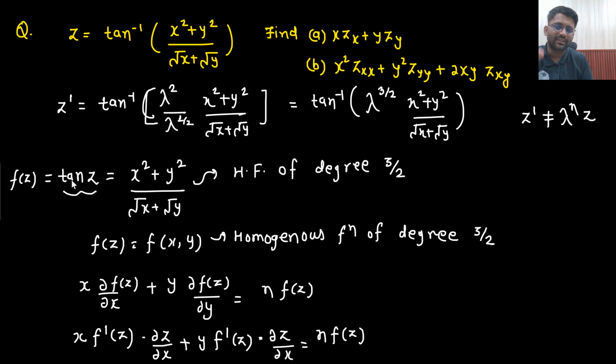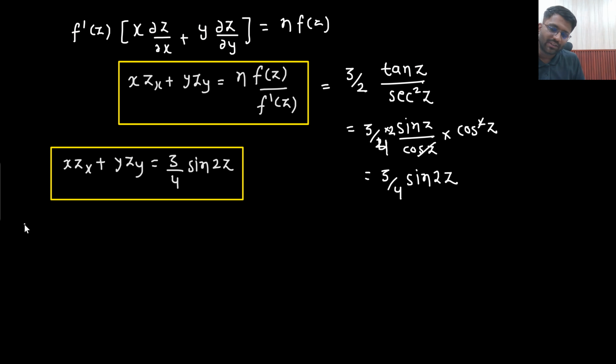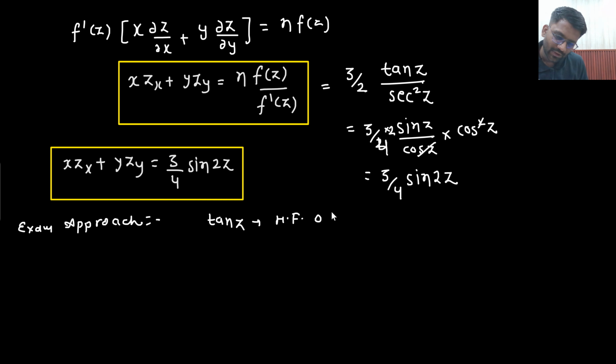Like in the examination, let's just say this question is coming, you would get to know that, sir, I need to take this tan this side. So tan z will become a homogeneous function. So what I will write down, sir, is tan z is a homogeneous function. So what would the examination approach be? Let's just say I forgot this thing. So what will I do? Exam approach. I would get to know that tan z is a homogeneous function of degree 3 by 2, right?